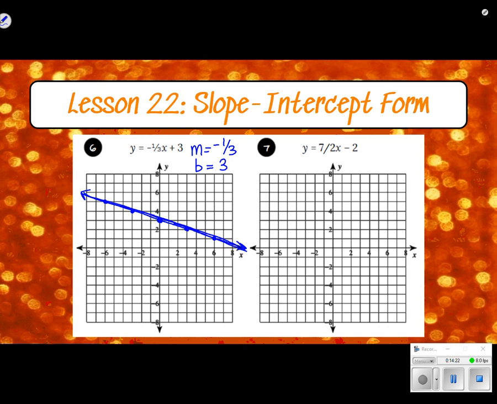All right, let's look at 7. What's our slope? 7 over 2. What's our y-intercept? Negative 2. On the y-axis, we're going to put our y-intercept at negative 2 right there. We're going to go rise over run. 1, 2, 3, 4, 5, 6, 7 up, 2 to the right.